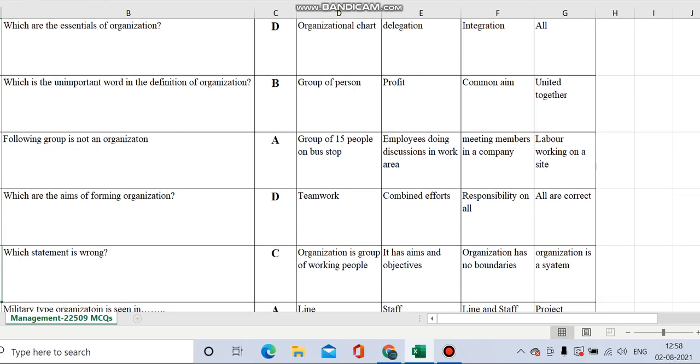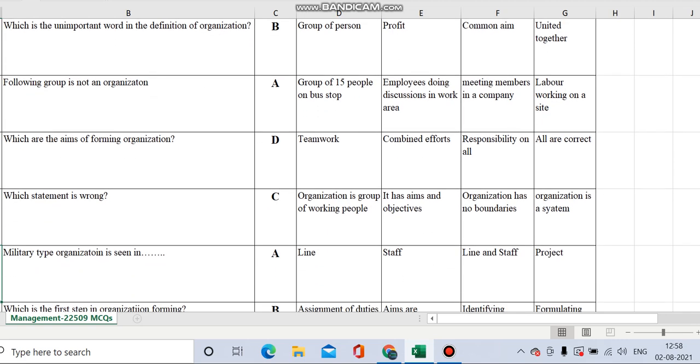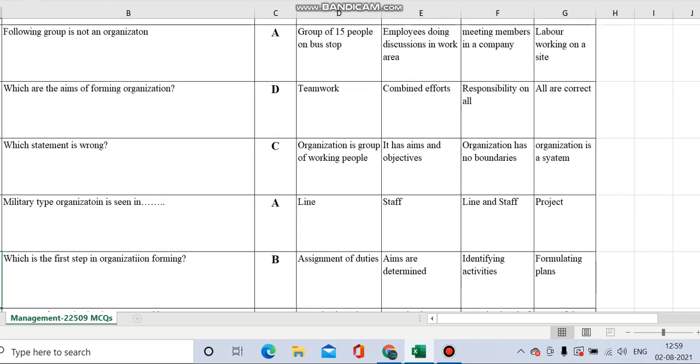Following group is not an organization. Group of 15 people at a bus stop, it is not an organization. Which are the aims of forming organization? Teamwork, combined efforts, responsibility on all. These are the aims of forming organization.